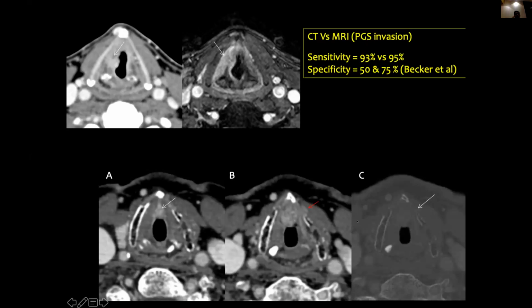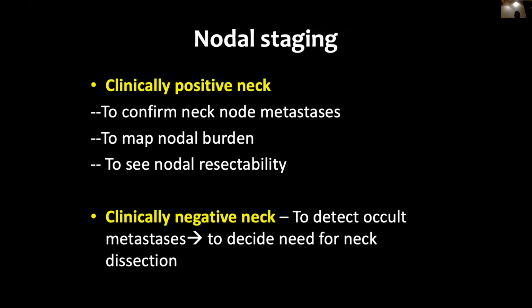So remember that the re-imaging of the anterior commissure disease must be done at 4 weeks interval. The next is the nodal staging. Clinically positive node to confirm. So there are two kinds of imaging which can be done for nodal staging.